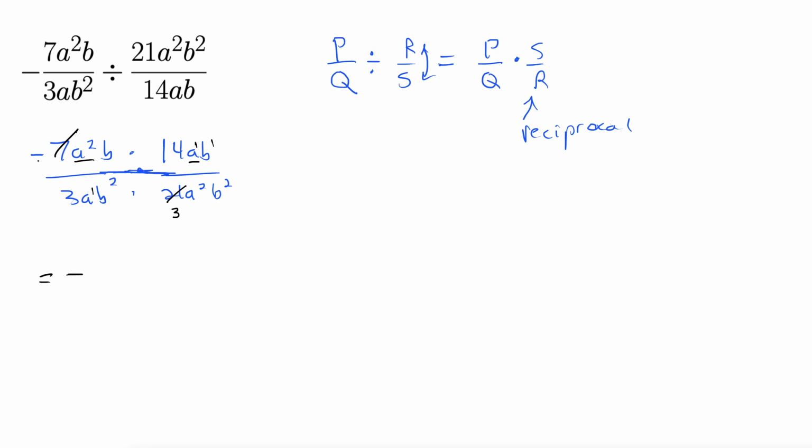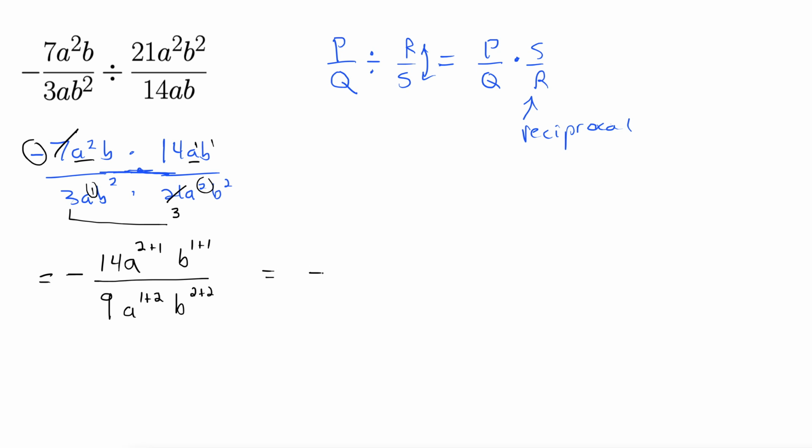We still have this negative hanging around in the front. There's really nothing that's going to happen with that. It's just going to hang out there. We have this 14 on the top. On the bottom, we have 3 times 3, which is 9. And we have a to the 2 plus 1, b to the 1 plus 1. Down below here, we have a to the 1 plus 2. I'm just combining these exponents by adding them. B to the 2 plus 2 power.